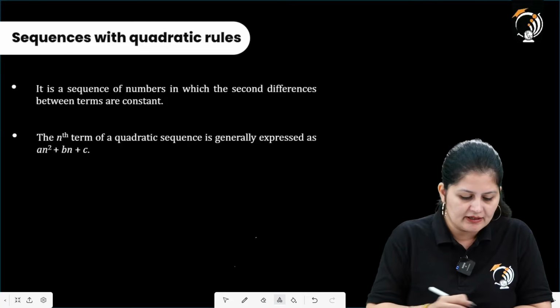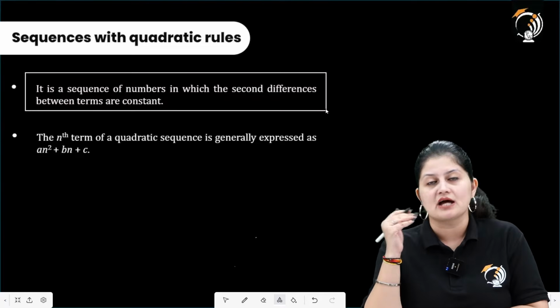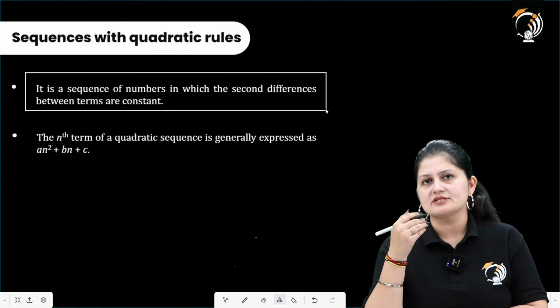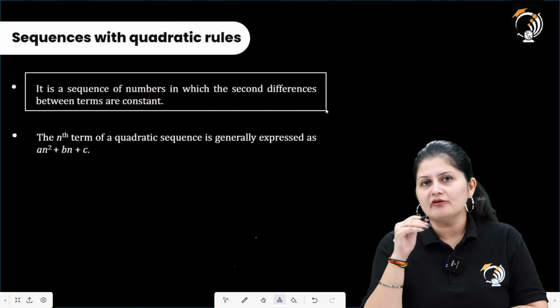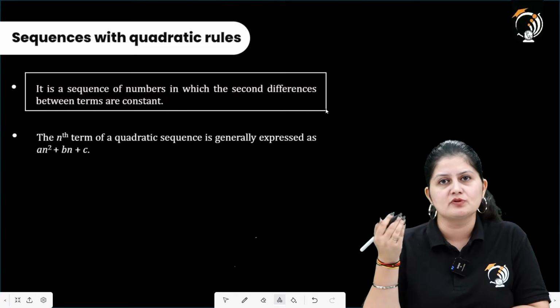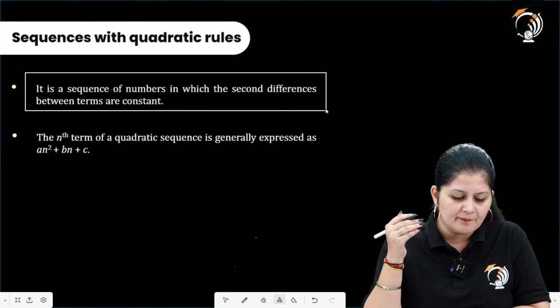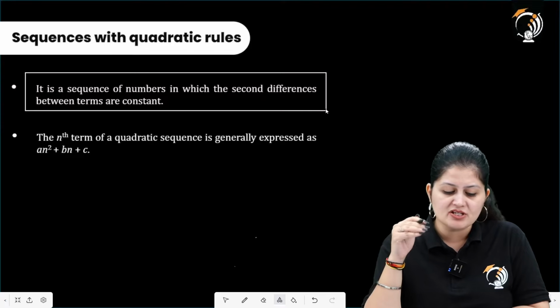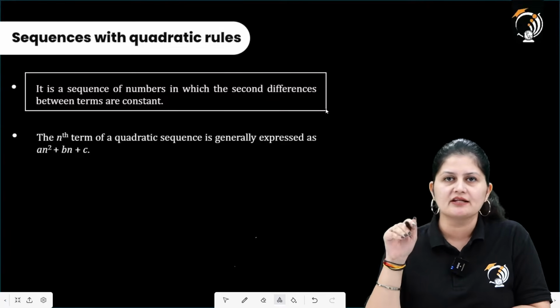It is a sequence of numbers in which the second differences between terms are constant. Whatever sequences we have learned so far, if we talk about the arithmetic sequences, there we were observing that there is a common difference between the consecutive terms. But here the second point is that it is a sequence of numbers in which the second difference between the terms is constant. We'll be taking examples on it.